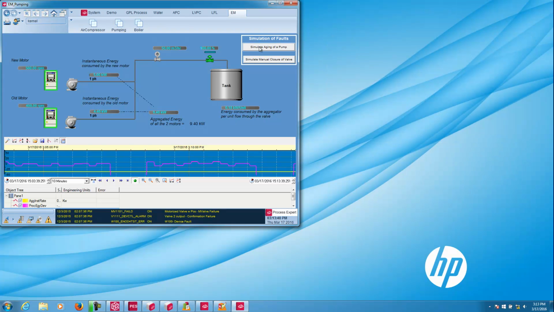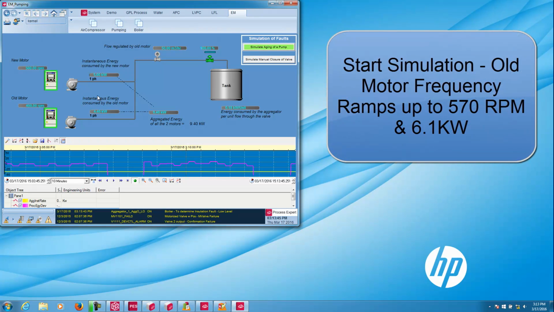Now let's go ahead and do our demonstration, and we're going to simulate that the pump is getting older, which means the pump is going to have to work harder. We can see what's happening here is the RPMs are increasing, and of course more electricity is being consumed.